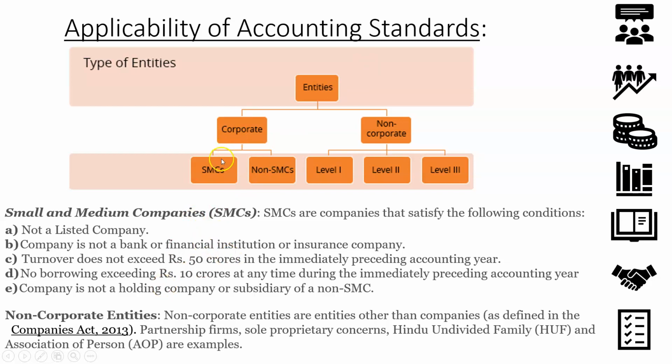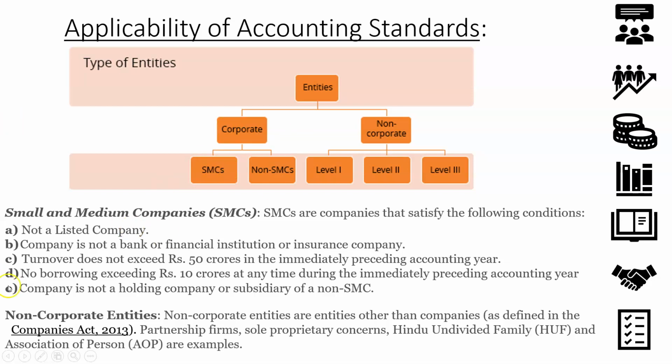So there's one question that I'm stuck at, maybe you guys too are. If every type of entity that is a corporate entity, that means a company, whether SMC or non-SMC, has an applicability of accounting standards, then why can't we just say that every entity that is a corporate entity or a company has an applicability of accounting standards? Why can't we just say that?